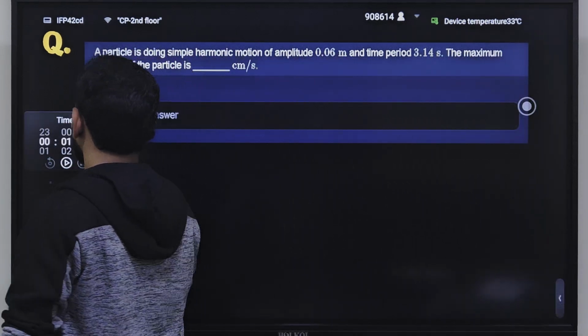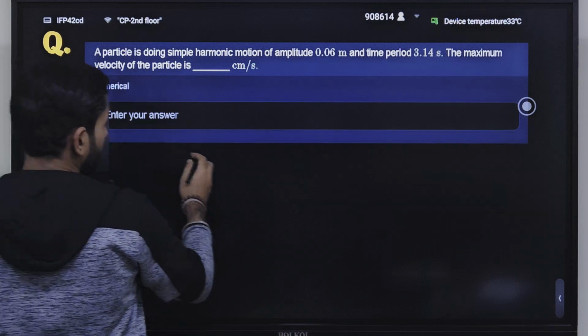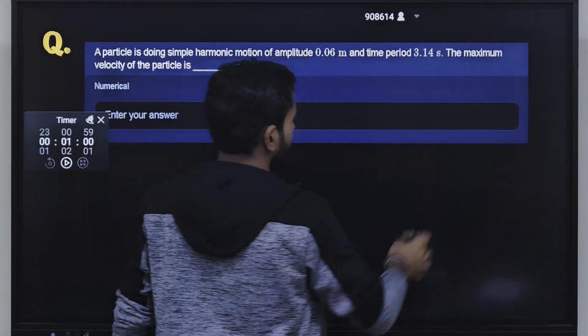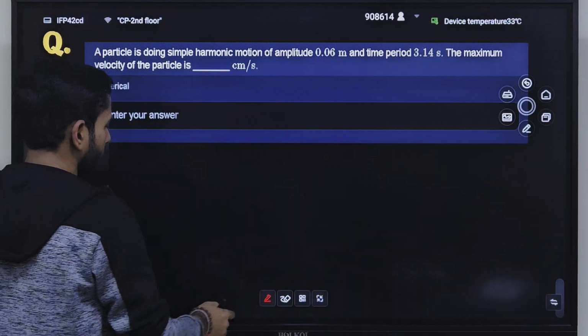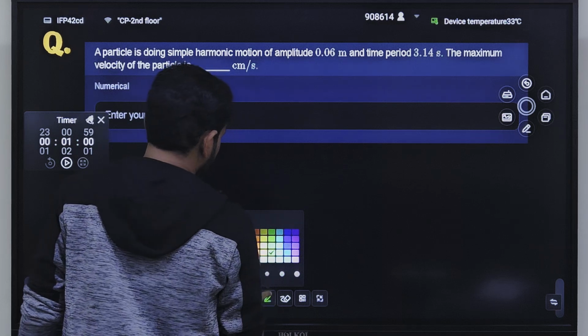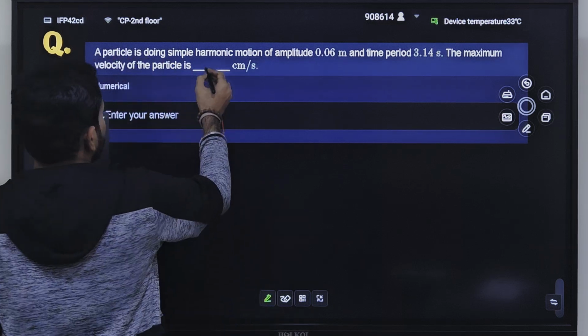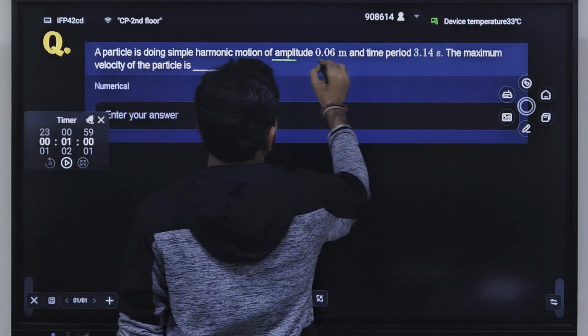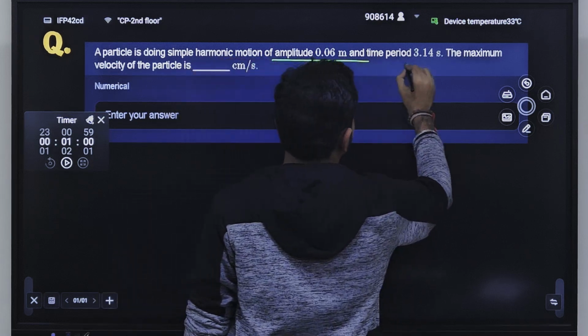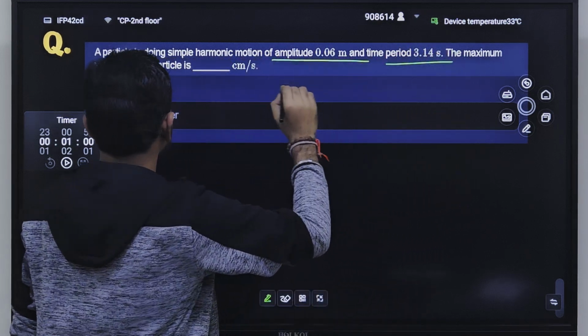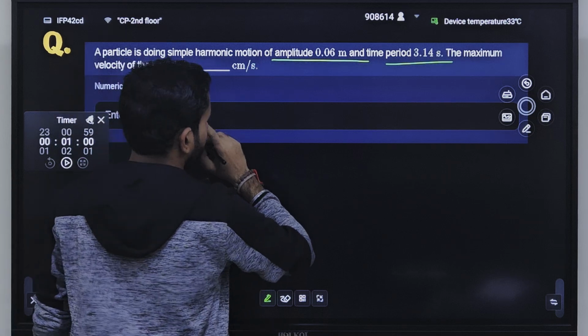Let's start. How many of you got the answer? You can comment down in the comment section. Let's see. A particle is doing simple harmonic motion of amplitude 0.6 meter, time period 3.14 seconds. The maximum velocity of the particle is.